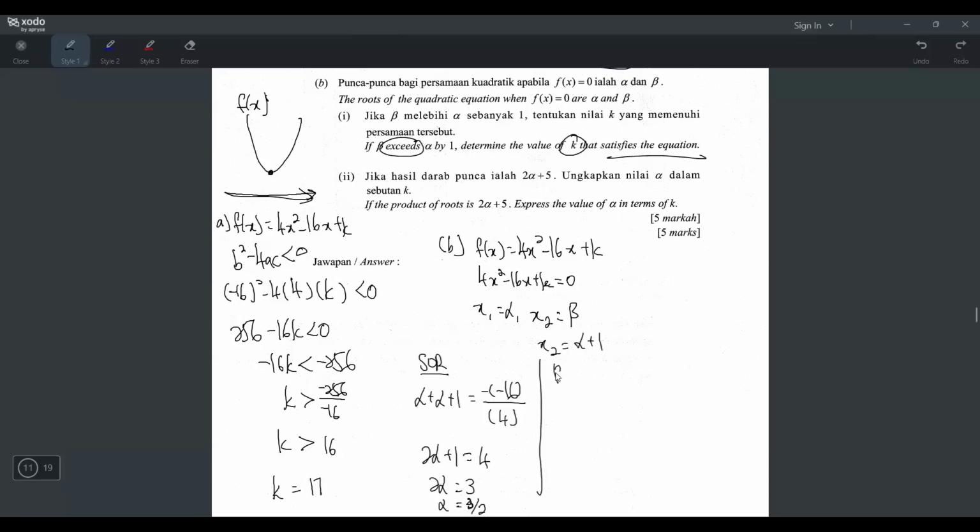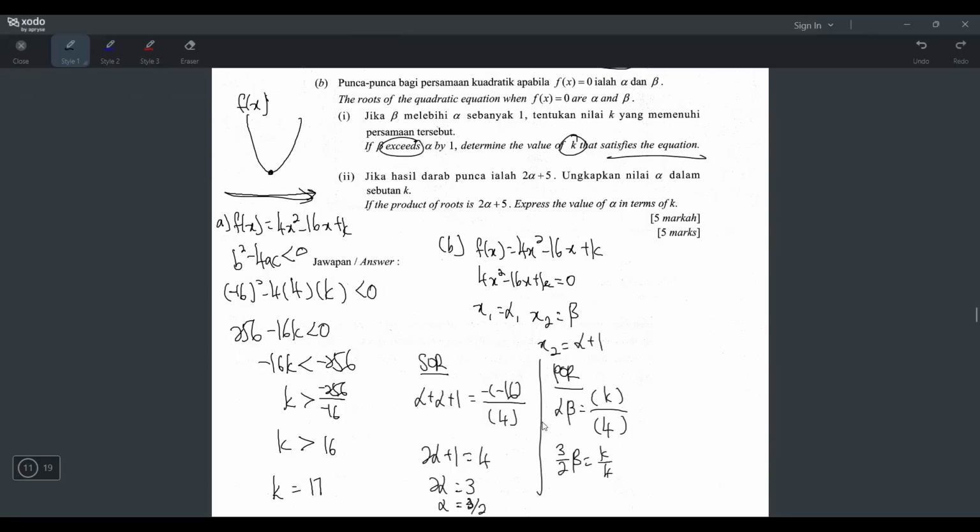So you should do the POR. The SOR and POR are together. When you do SOR, you will do POR. When you do POR, you do SOR. They are together, so you have to do both. How to find POR is x1 times x2 equals c over a. That's the formula. So alpha times beta equals c over a, and the c is k, and the a is 4, so k over 4. But don't forget the alpha, you found it already, so you can sub inside. 3 over 2 times beta equals k over 4.